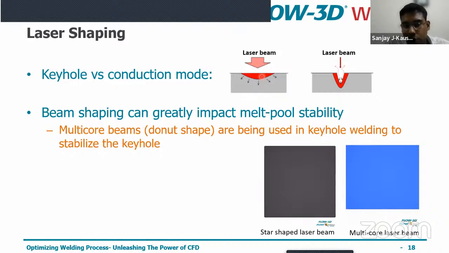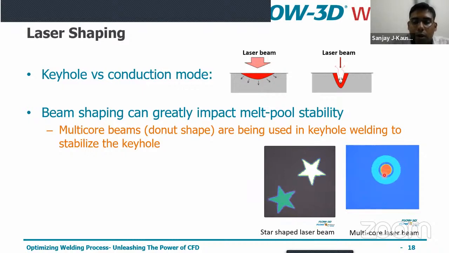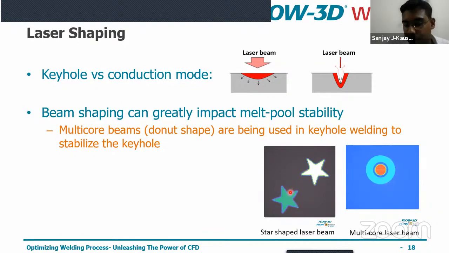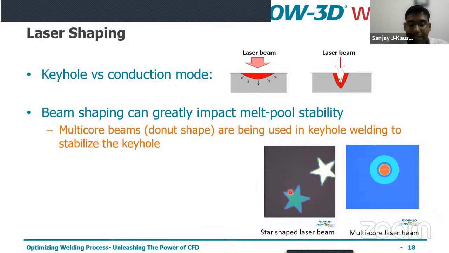And also new things such as multi-core beams. And we can see these are actually multi-core. Basically, they're called donut shaped, where they'll have 2 or 3 rings of laser power hitting on the model. So what happens is, by using different shapes, such as multi-core beams, and also there are star-shaped beams that are coming out now, by using these kinds of beams, you can stabilize your melt.